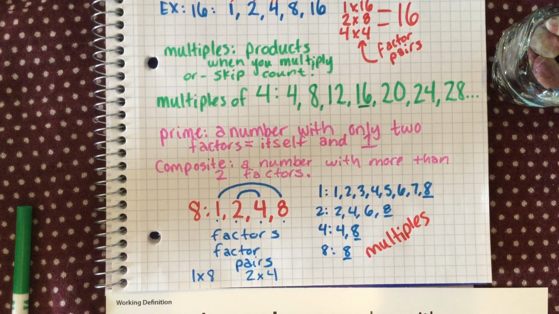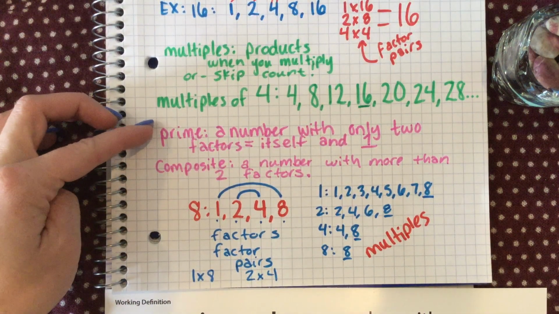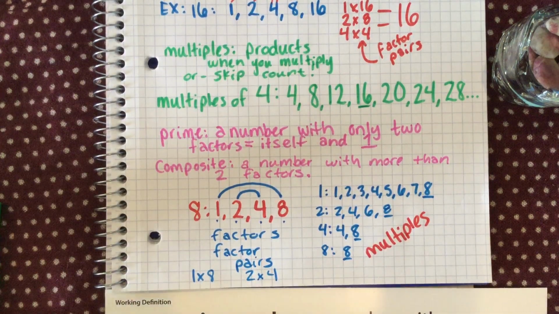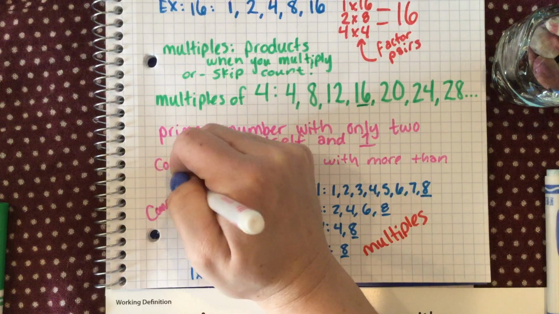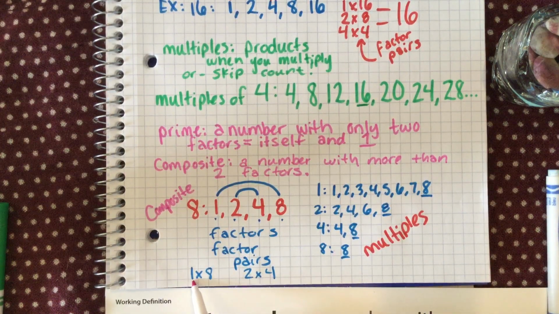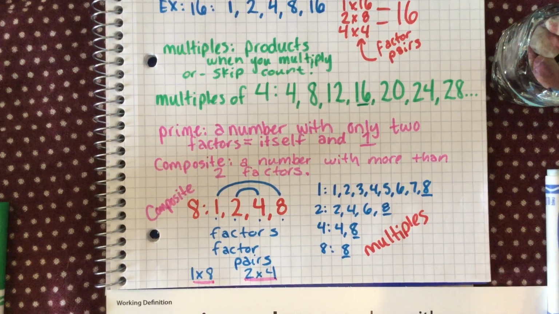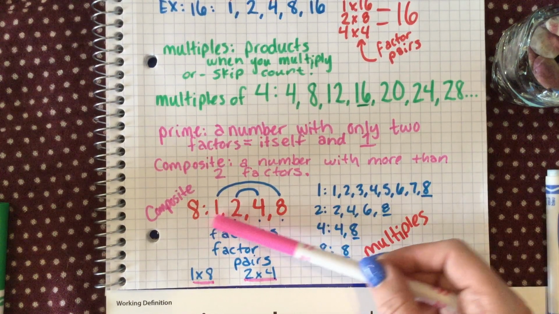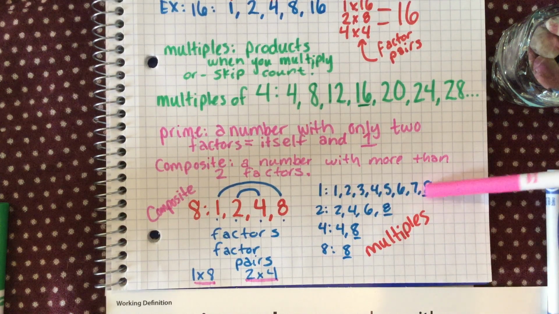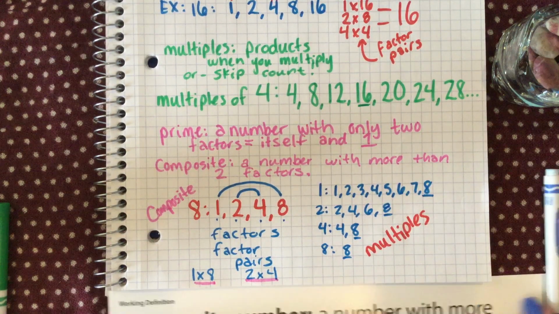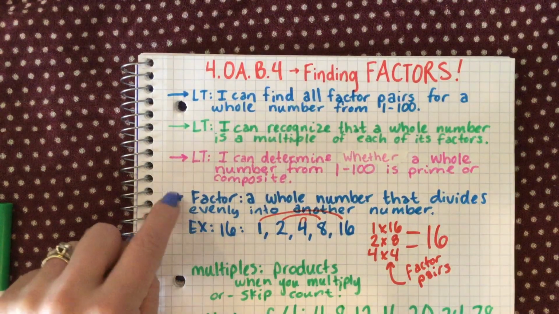So that information is going to help you determine whether numbers are prime or whether they're composite. Clearly, 8 is a composite number because it has more than 2 factors. It has 1, 8, 2, and 4. We recognize that every factor of 8 is also a multiple of that number. So that information is what's going to help you meet today's targets.